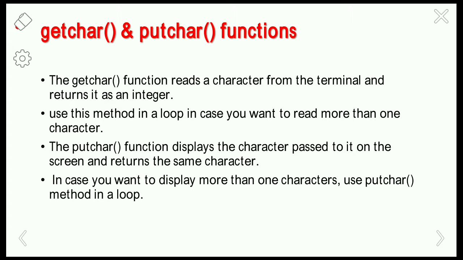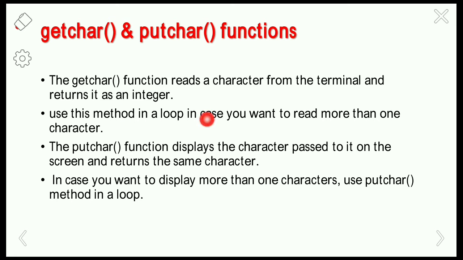Whereas in the gets and puts functions, the gets means string, right? So it will get the string from the user and it is going to display the same string onto the screen using the puts function, right? So here we can read only one character from the user as an input and it can display only one character as an output.